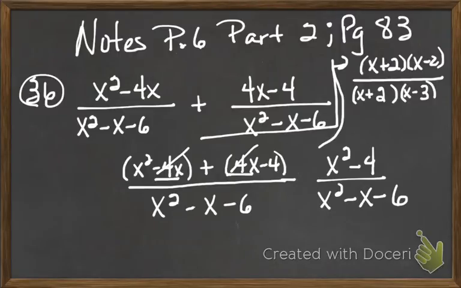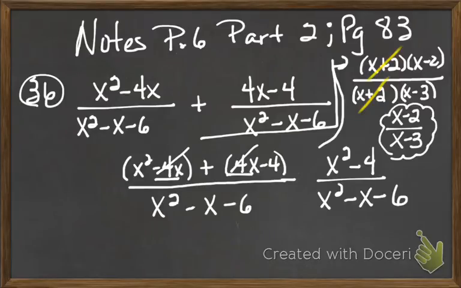Alright, because I'm simplifying, I'm going to factor to see if anything will cancel. Will anything cancel? The x plus 2's will cancel. And so my simplified answer is x minus 2 over x minus 3. Alright, that's your simplified answer.